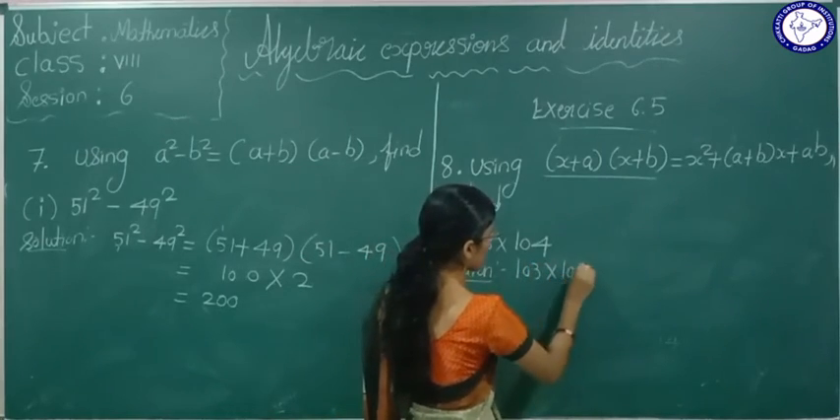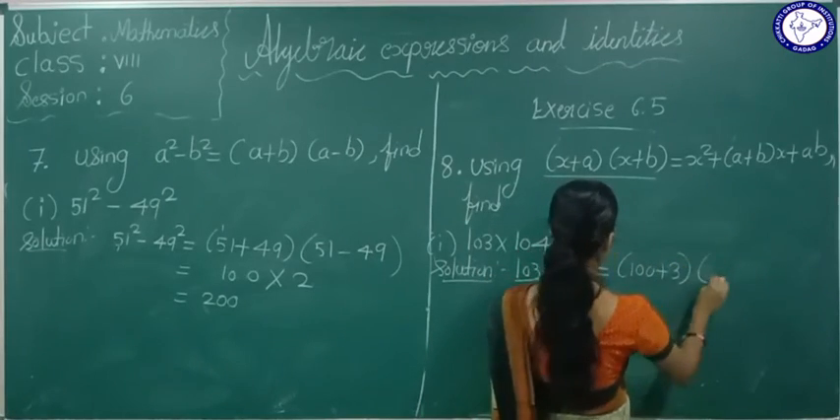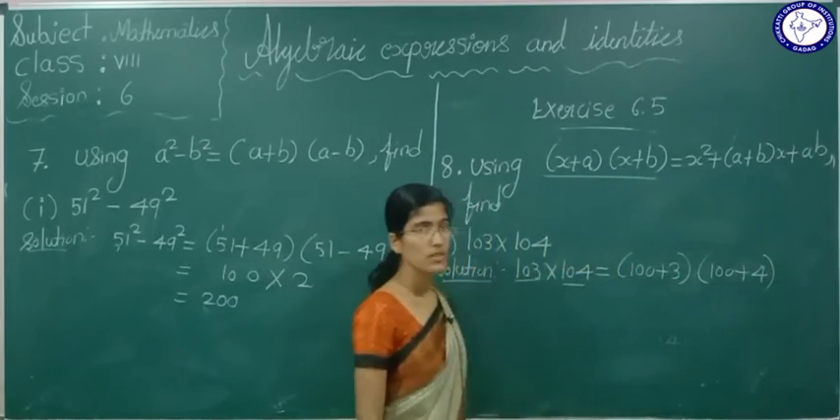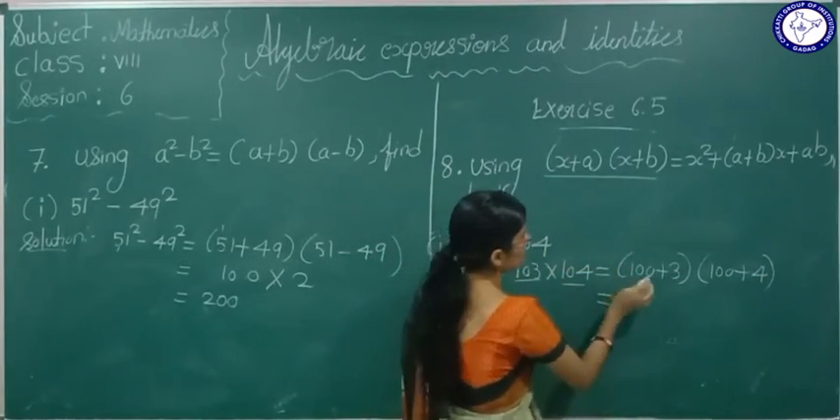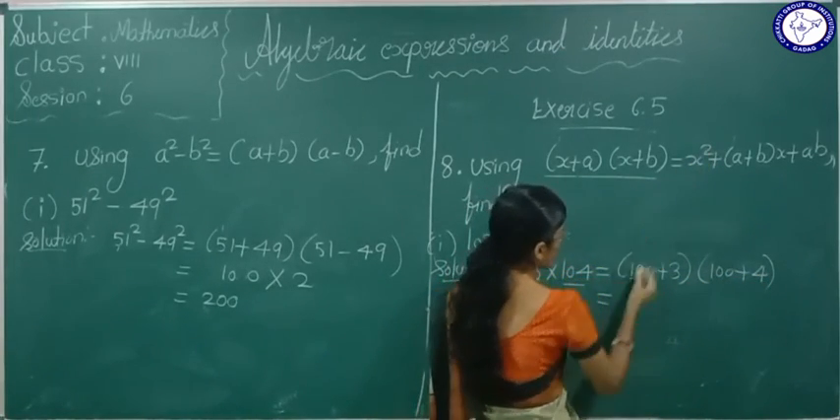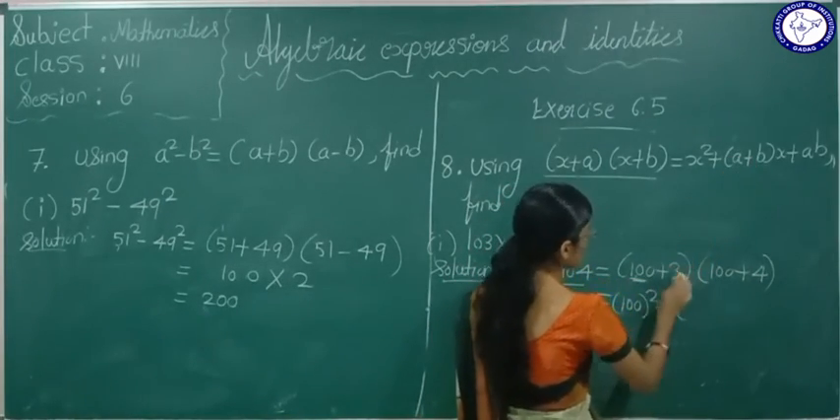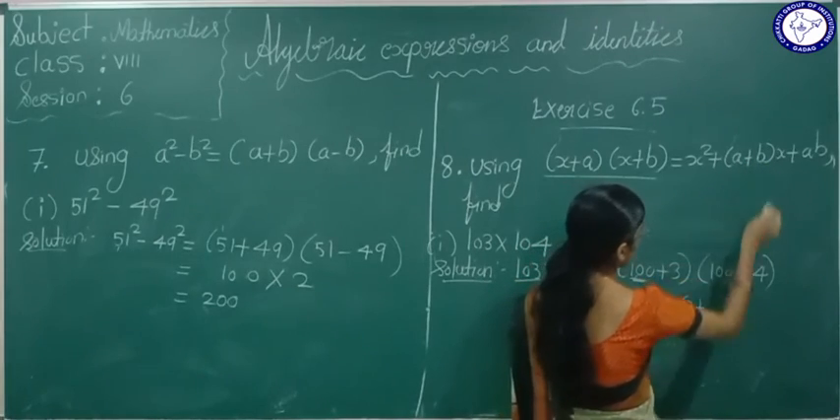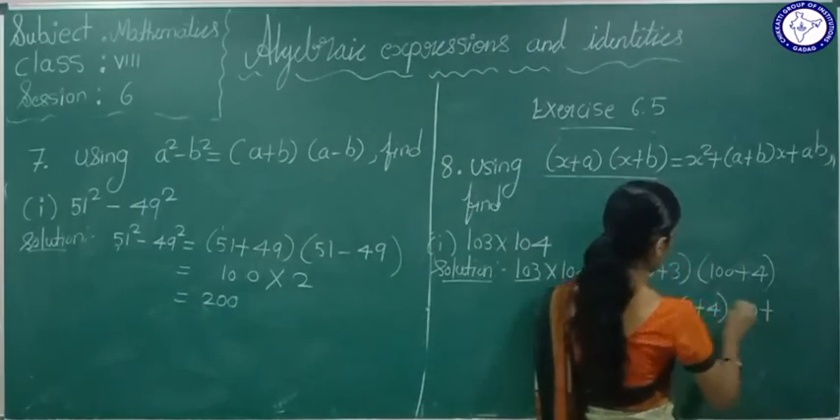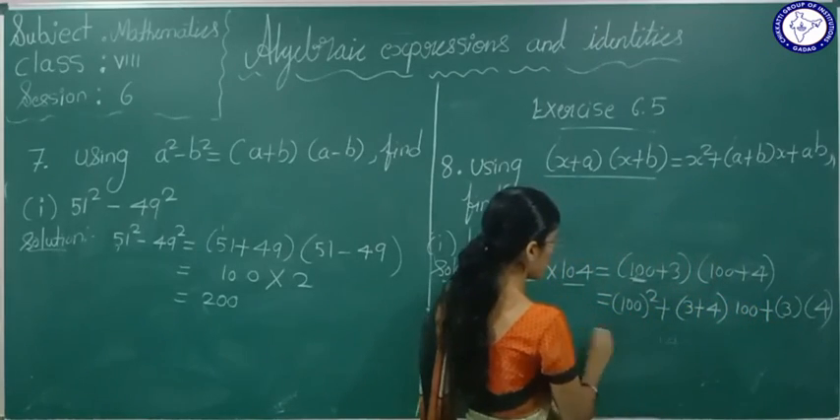103 multiplied by 104. This 103 can be written as 100 plus 3. This 104 can be written as 100 plus 4. Now see here, 100 plus 3, 100 plus 4. Use this identity here, x square. In place of x, 100 is there, 100 the square plus, in place of a 3 is there, plus in place of b 4 is there, x plus ab. Say 100 into 100.